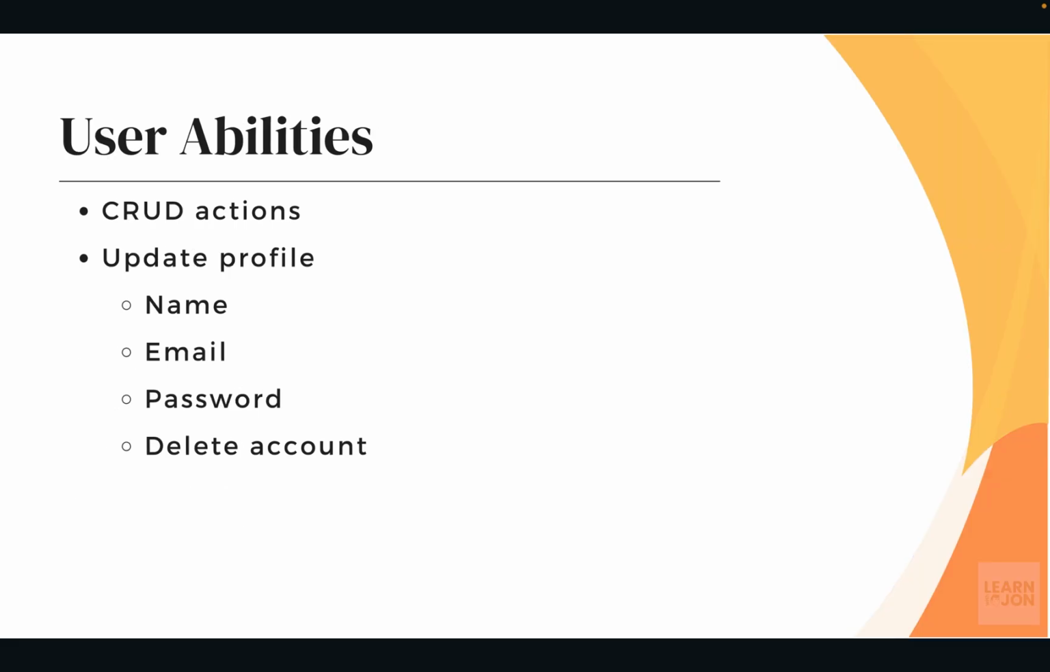In our application, every user would have these abilities. They would be able to create, read, update, and delete a resource, in this case, a listing, and they would be able to update their profile, that is their name, their email, their password, or completely delete their account. So of course, we will have email verification. So if a user updates their email, then again, they need to verify that updated email.